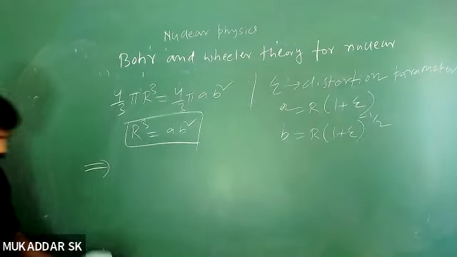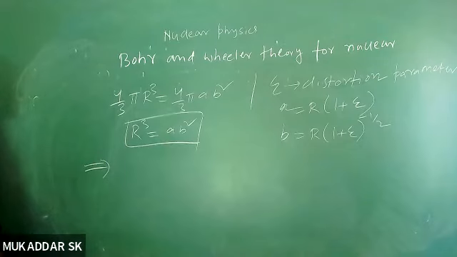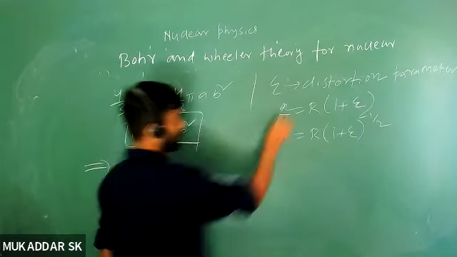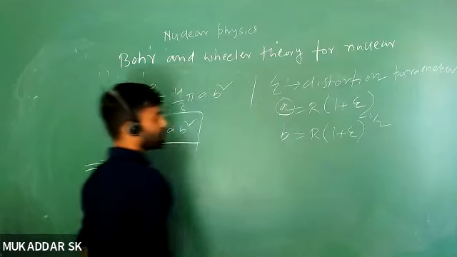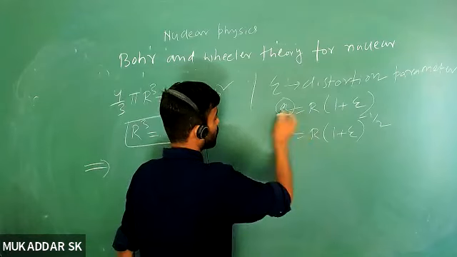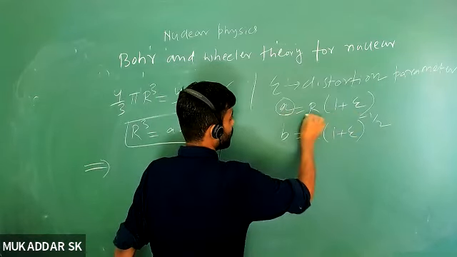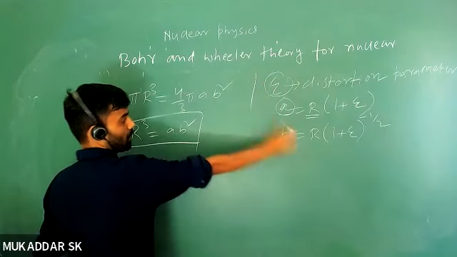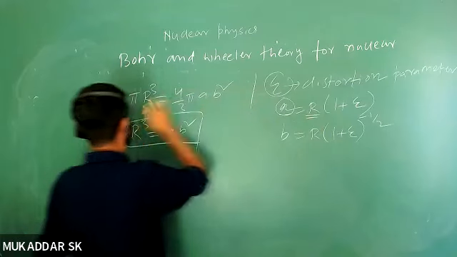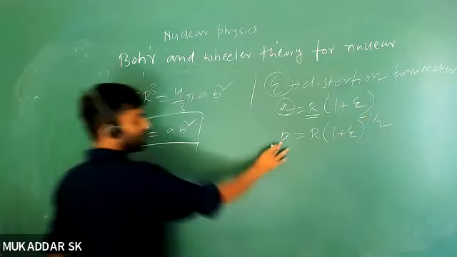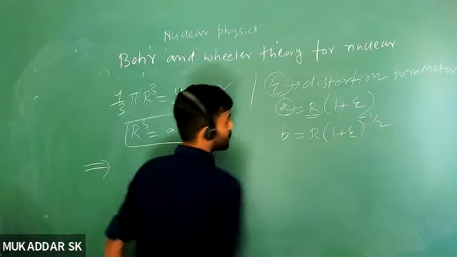Please tell, where did you take these values a equal to b from? I missed that. Which one? Yes, this is semi major axis, right? So semi major axis, this is just mathematics. Semi major axis can be represented in terms of radius and distortion parameter. Epsilon is known as distortion parameter. So A can be written as R, where R is the radius of sphere, into 1 plus epsilon. Similarly, B can be written as R into 1 plus epsilon to the power minus half.